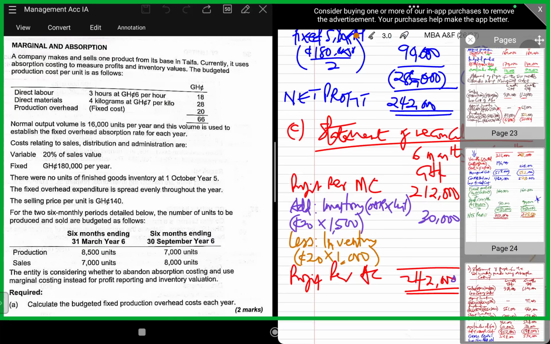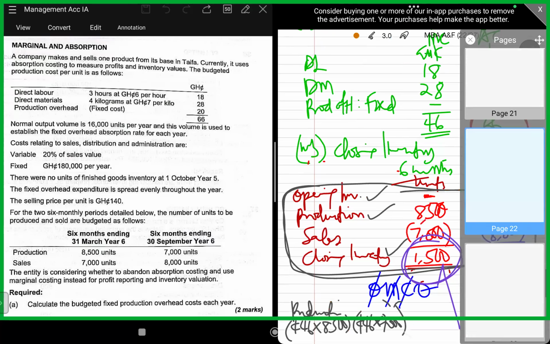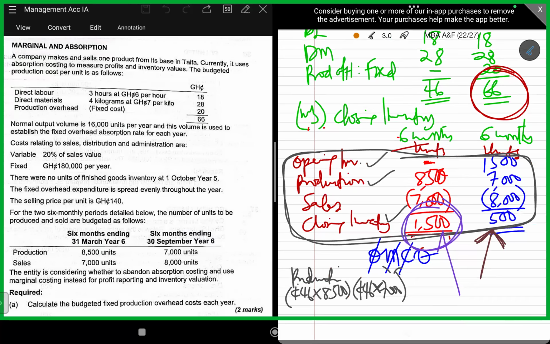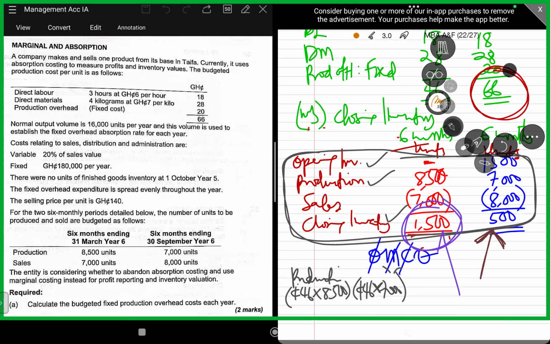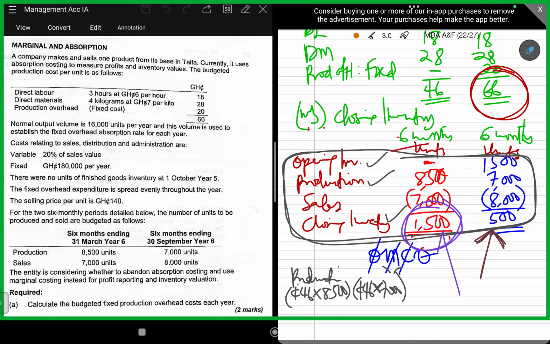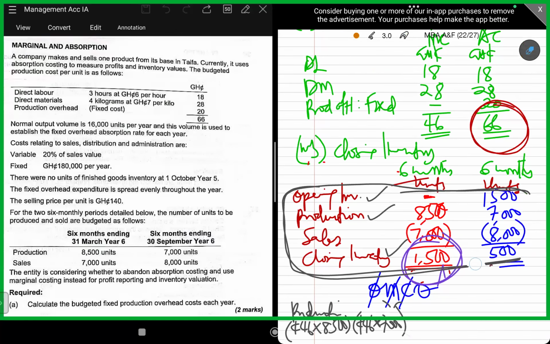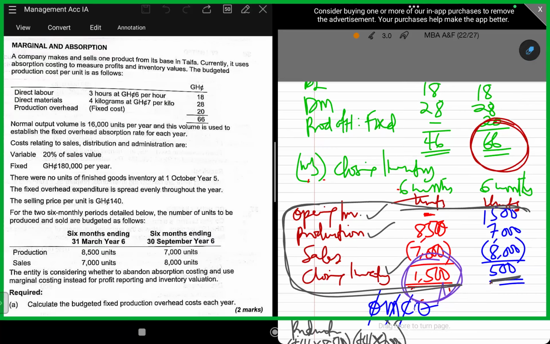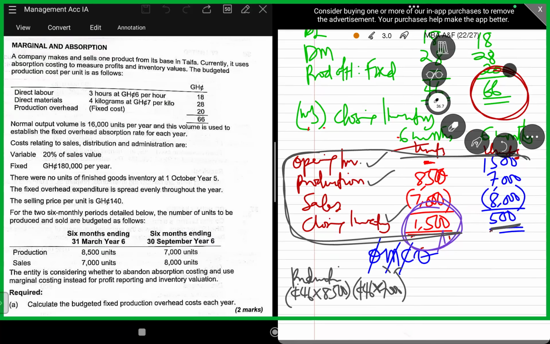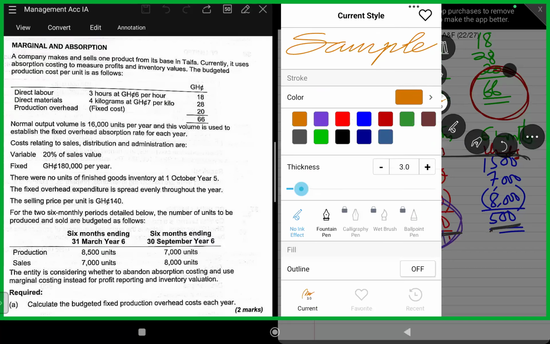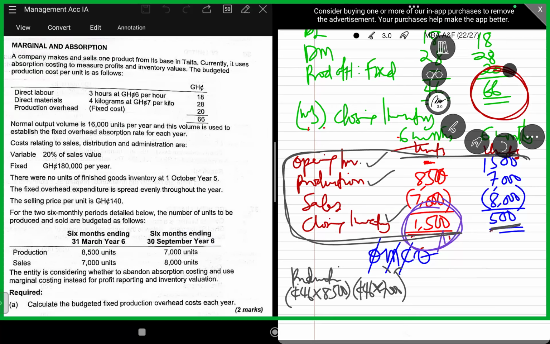So here. Let me clear up certain things. Now, watch carefully. Let me use the color black. Okay, black is fine.